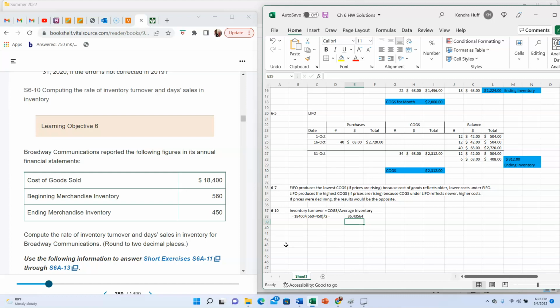All right, so inventory turned over 36 times. The higher this number, the better. All right, it means the inventory is selling faster.